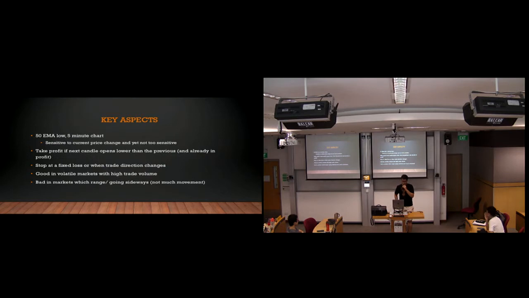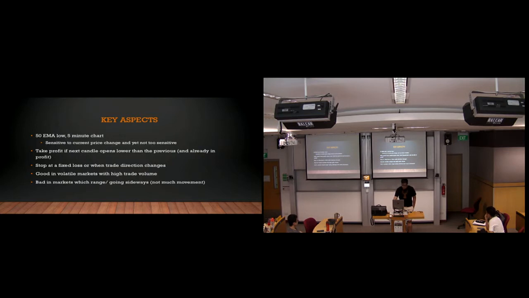So yeah, to run through the whole thing again, I use the 50 periods exponential moving average of the prices, and I use the 5-minute chart. So in total, it's 50 periods of 5-minute candles. By doing this, it's sensitive to current price changes, and yet it's not too sensitive overall, such that the whole algorithm will be thrown off because of a sudden recent spike. So take profit when the next candle is lower than the previous one. Stop when I lose a certain amount or when the price changes in direction.